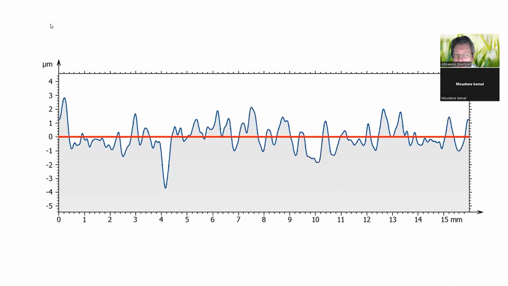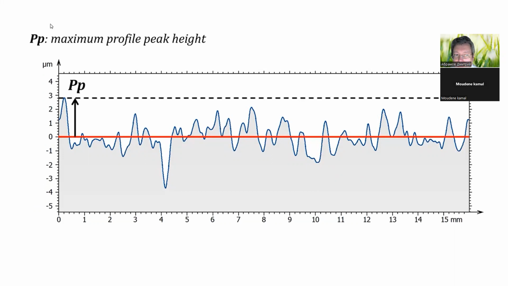One can measure the highest extension of the profile above the mean line. This height defines the parameter Pp, called the maximum profile peak height. The parameter name starts with a capital letter P, as we are on a primary profile. Its suffix is a small p to designate peaks.